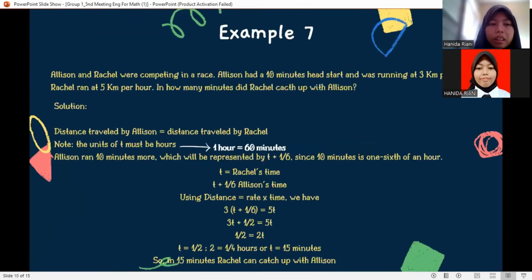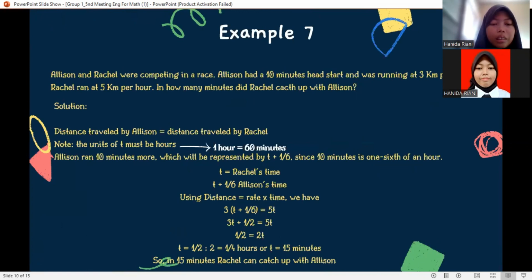Example 7. Allison and Russell were competing in a race. Allison had a 10 minutes head start and was running at 3 km per hour. Russell ran at 5 km per hour. In how many minutes did Russell catch up with Allison?